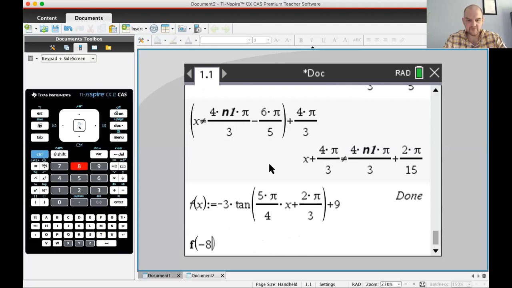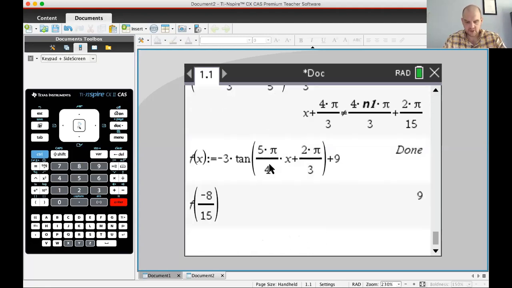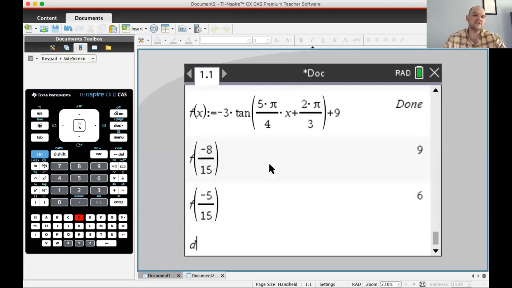All right, let's check a few points. So f of -8/15 should be 9, which is the middle point. That's good. The increment is 3 over 15. So f of -5/15, I'm thinking, is going to be 6. And it is. And let's check the domain.